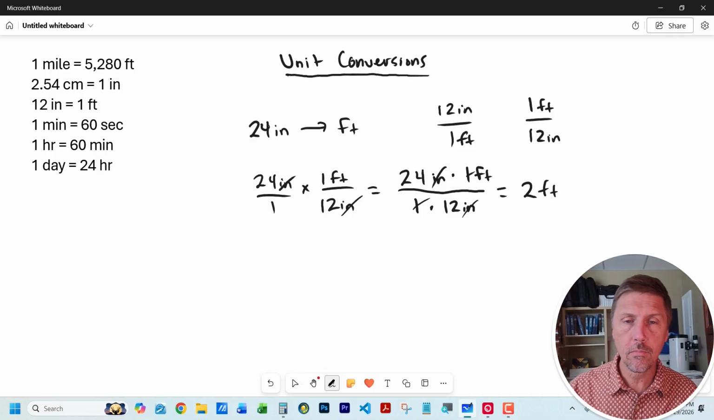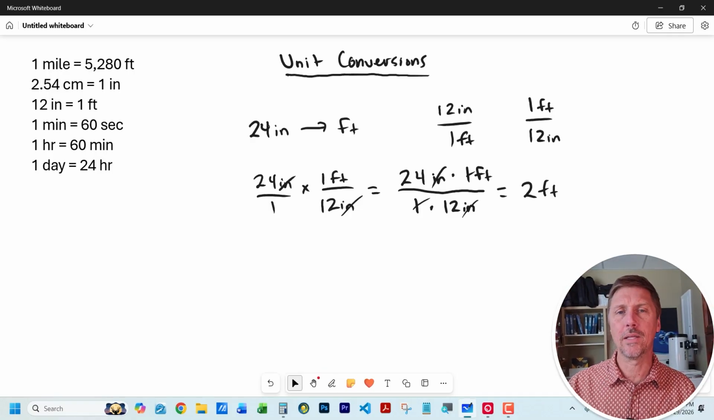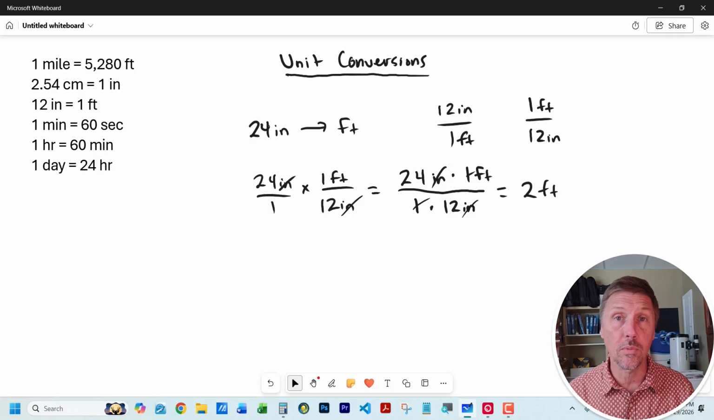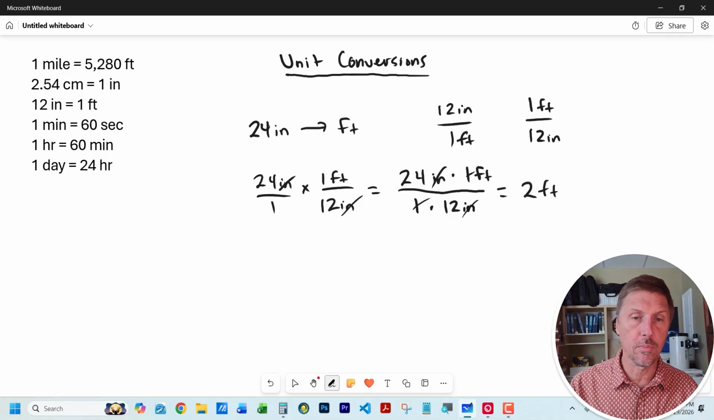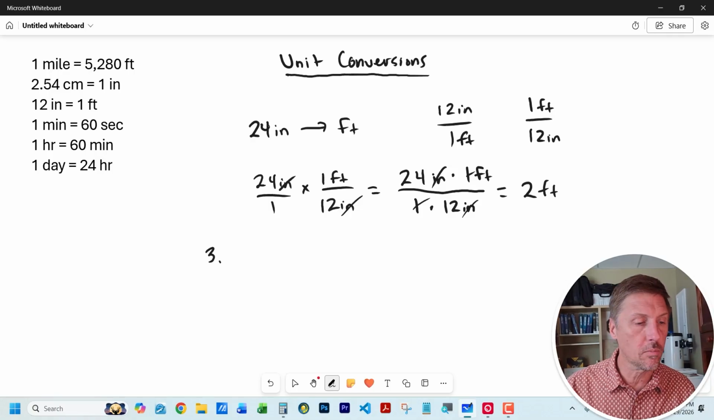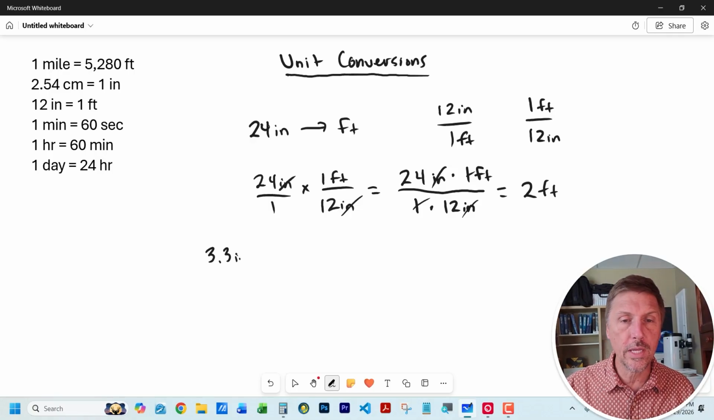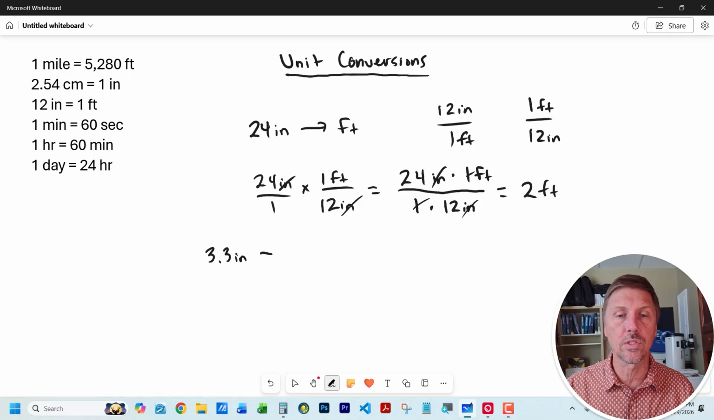All right, so that's the basics behind the way unit conversions work, how we use unit multipliers to convert from one unit to the other. Let's try another simple example. This time we'll throw in a decimal just to make it a little more complicated. 3.3 inches, and we want to convert that to centimeters.